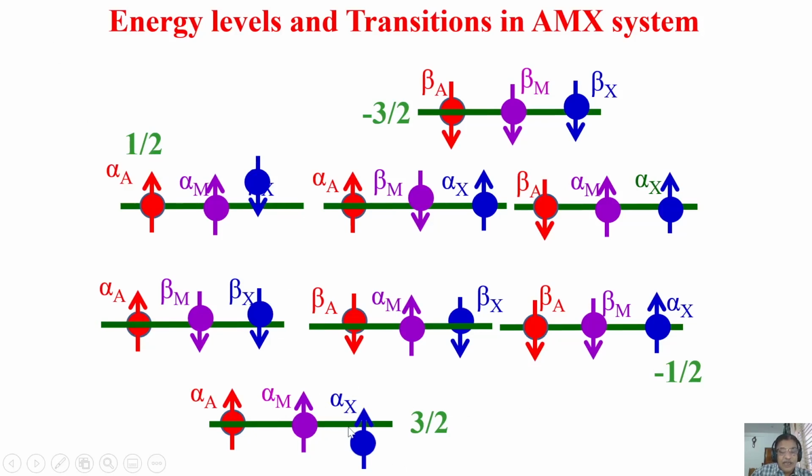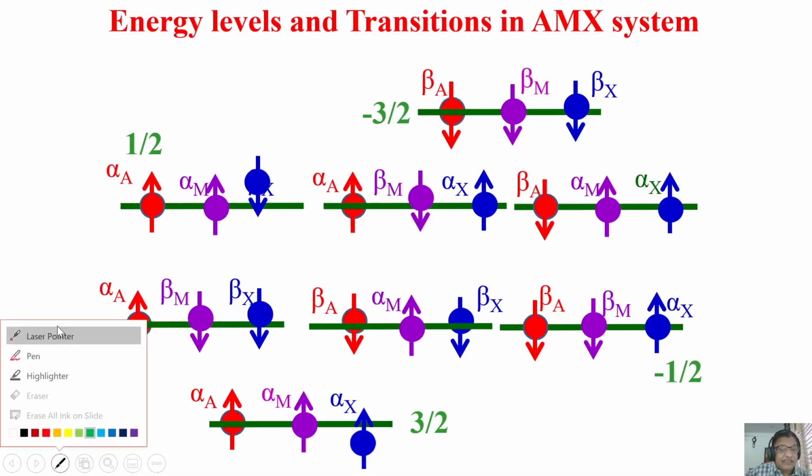This is an allowed transition. But when this spin is undergoing transition, flipping of the state from alpha to beta or beta to alpha, these two spins have the same state, so they will not get disturbed. This alpha A remains alpha A, alpha M remains alpha M. So only this transition is for X, because that is changing the state. Remember, for the transition, the spin has to undergo transition from alpha to beta or beta to alpha state. Otherwise, the transition cannot be seen. Okay, you understand this one.